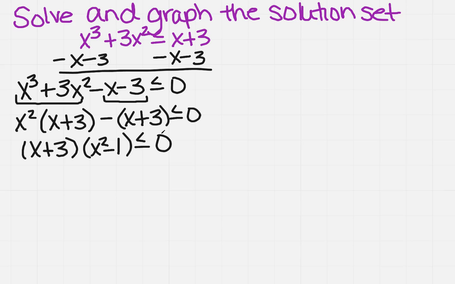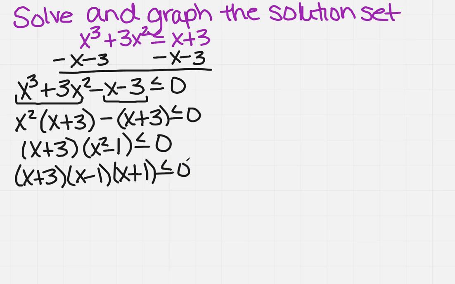Uh-oh, I still got an x squared, right? So now what do I have to do with that x squared? I'm going to have to factor it again if I can. Well, I know it's the difference of 2 squares, so I'm going to have x plus 3, x minus 1, x plus 1, and then that's going to be less than or equal to 0. So now, this is a stage where if it was an equation, we would do what? Well, we're going to set each one of those equal to 0, and when we do that, we get x equals minus 3, x equals 1, and x equals negative 1.